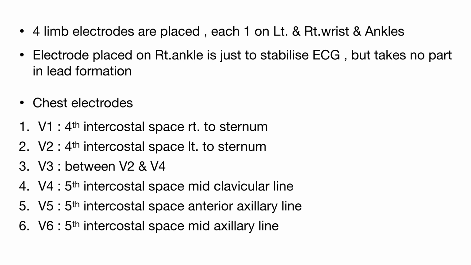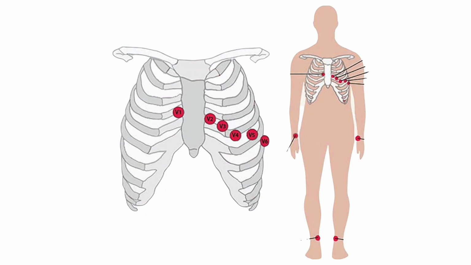V2 is placed in the 4th intercostal space left to the sternum. V3 is placed in between V2 and V4. V4 is placed in the 5th intercostal space, mid-clavicular line. V5 is placed in the 5th intercostal space, anterior axillary line. V6 is placed in the 5th intercostal space, mid-axillary line. This is an image showing placement of 10 electrodes.